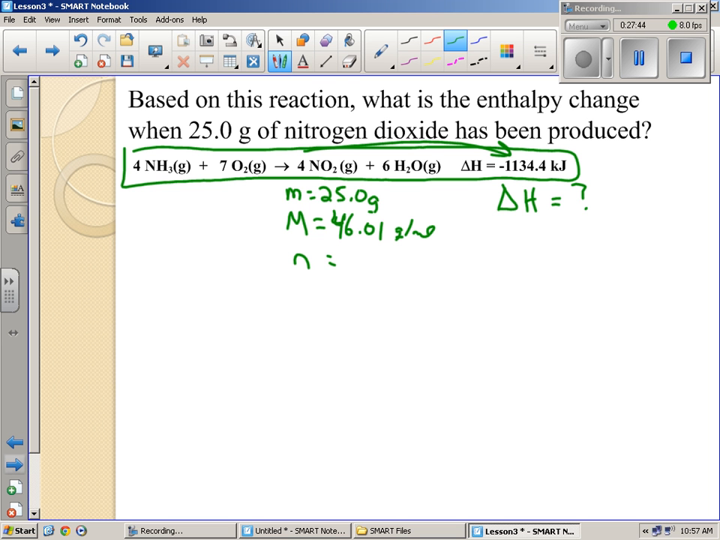Okay, and I can figure out how many moles of NO2 were actually produced. Now, 4 would give me 1134. How much do I actually get? Well, it's not 4, it's actually closer to 0.5, a half. 0.5 something, 0.568 roughly moles was produced. Okay?